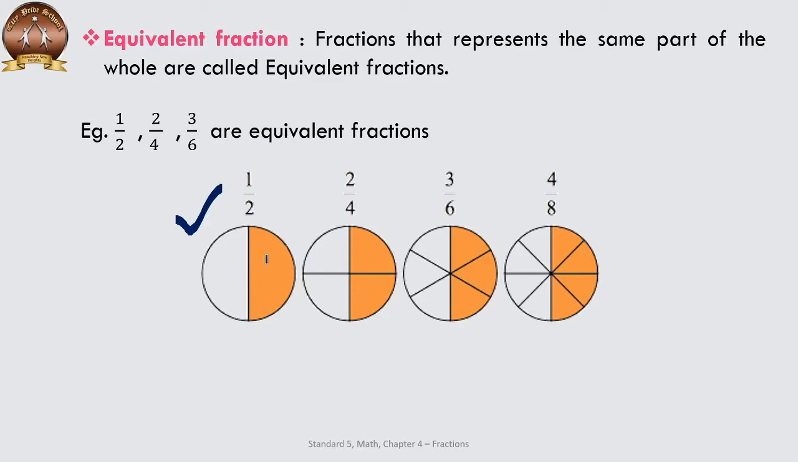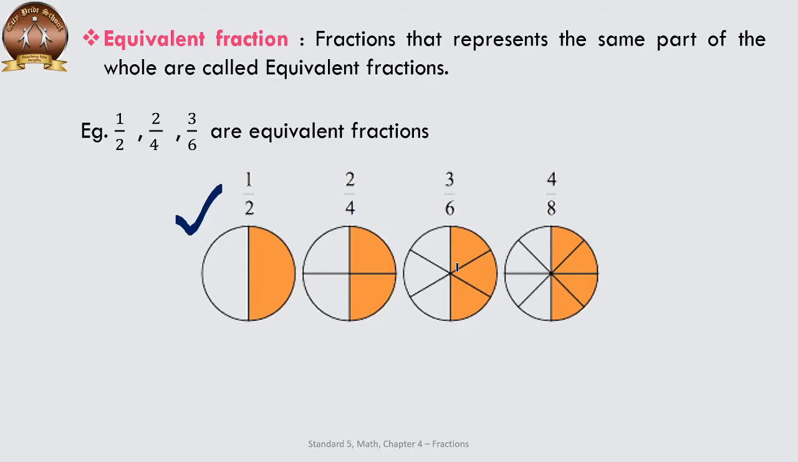So if we say that I have chosen one part out of the two parts, in this second case, I have made them into 4 parts, but I have chosen 2 parts out of those 4 parts. In the third case, I have broken down the circle into 6 parts, out of which I have chosen 3 parts. And in the fourth one, I have made it into 8 equal parts, and I have chosen 4 parts out of them. And as you can see in the figures, all the 4 figures are same.